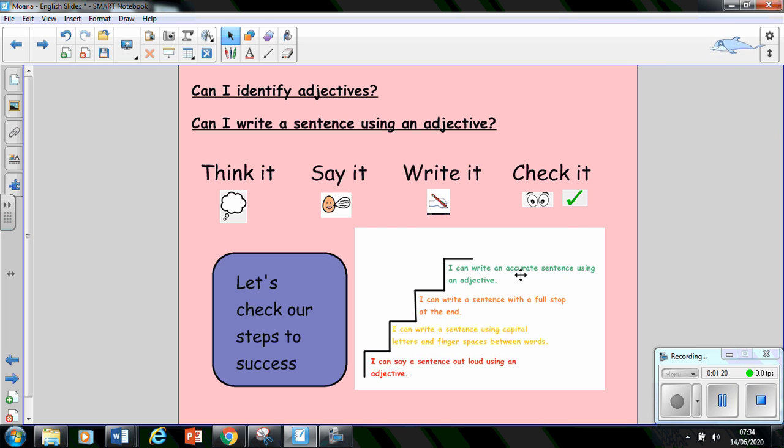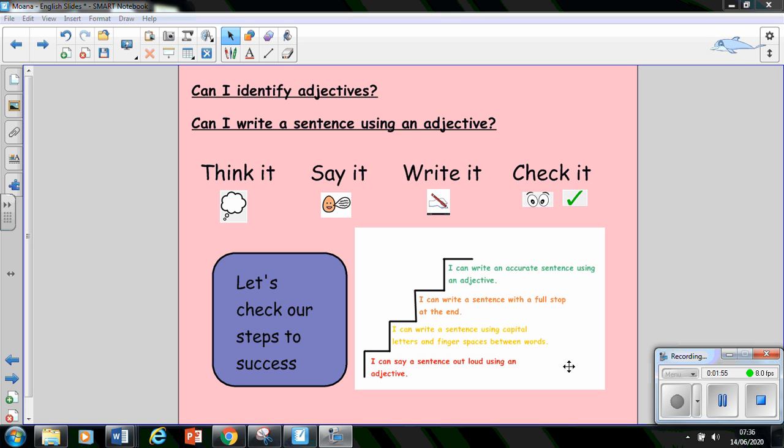So let's check our steps to success. It says, I can say a sentence out loud using an adjective. So this is something you may have done yesterday or whilst you were learning at home. Then the next one in yellow says, I can write a sentence using capital letters and finger spaces between words. Okay, so that is another critical, important step.